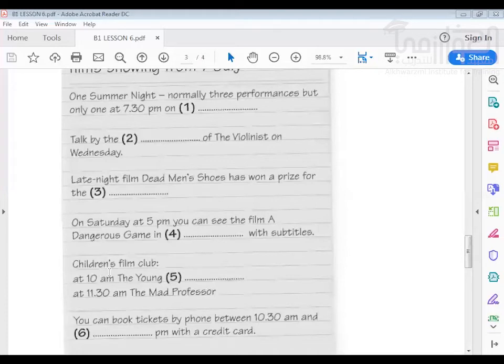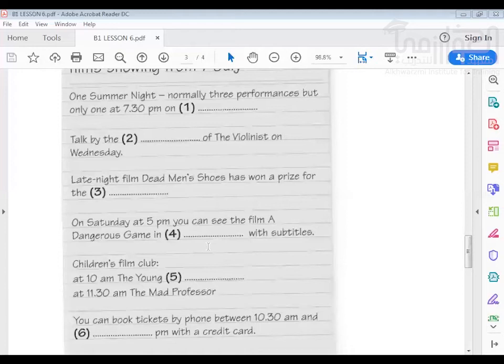And then let's look at 5. Children's Film Club at 10 a.m. The young, something will come. Yes, a person will come. After young, we know that it's a person that comes. So after young, which is what? An adjective. It means a person is what is coming here. And then let's look at, you can book tickets by phone between 10 a.m. and another time will come here.